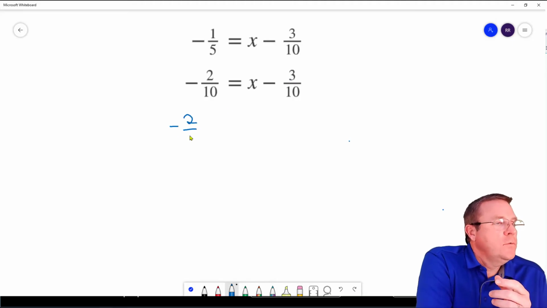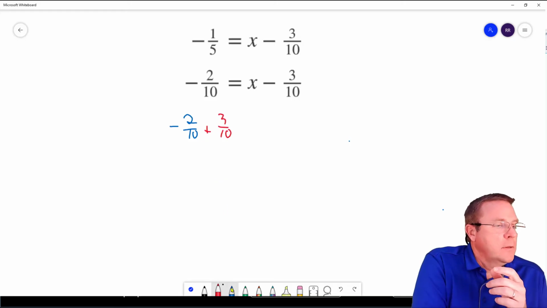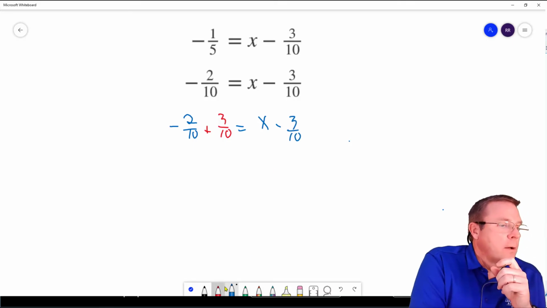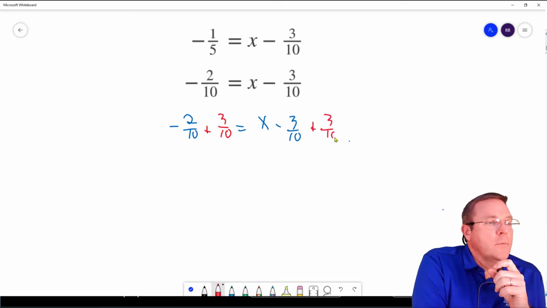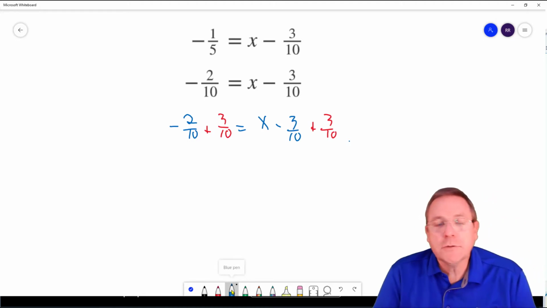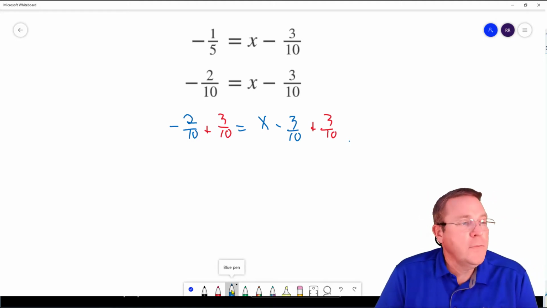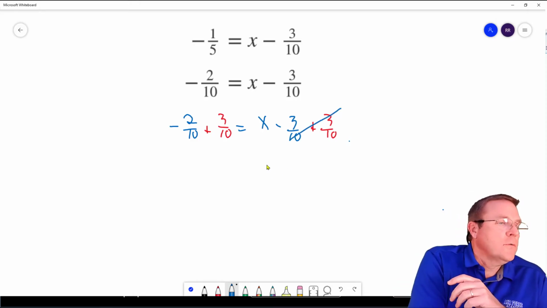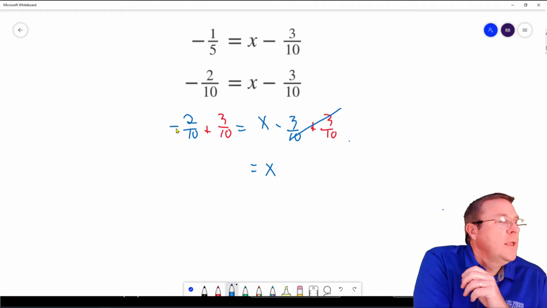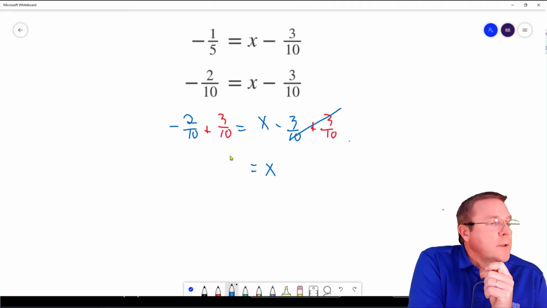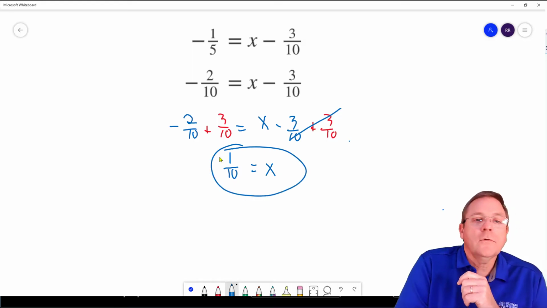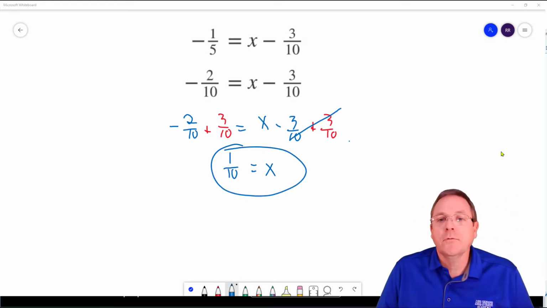So I get negative 2 over 10 plus 3 over 10 equals x minus 3 over 10 plus 3 over 10. Once again, the only thing that has changed is those two red plus 3/10. Everything else is the same in that equation. The 3/10 on the left zero each other out, except on the right, leaving x. And on the left, we have signs are different. Find the difference with the sign in front of the larger number going in front of the answer, which is going to be a positive 1 over 10.